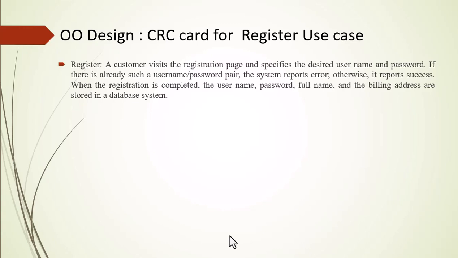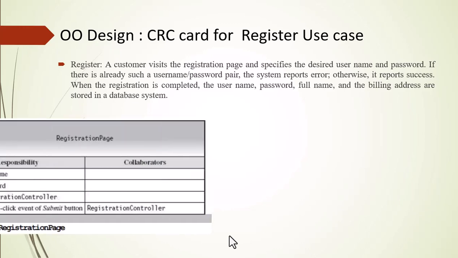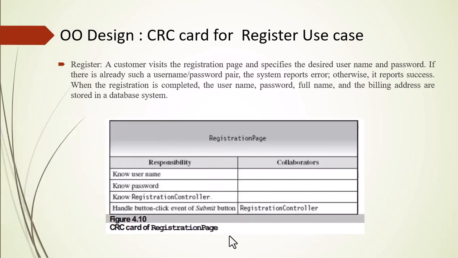Register. A customer visits the registration page and registers himself. How does he register? He specifies the desired username and password. If there is already such a username and password, the system reports an error, otherwise it reports success. When the registration is completed, the username, password, full name and billing address are stored in the database. So now the class name here is the registration page or registration class.